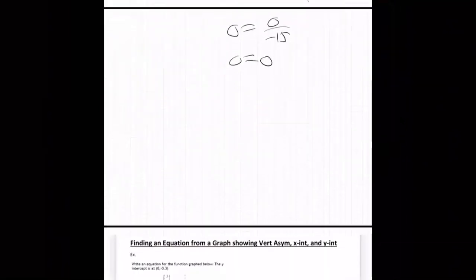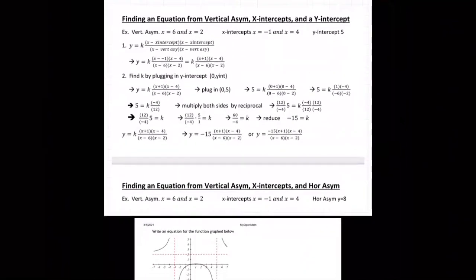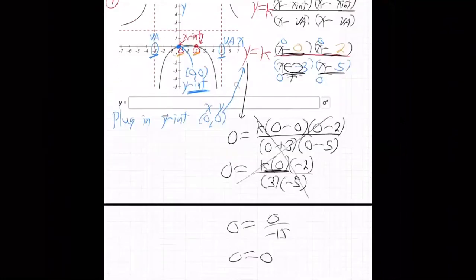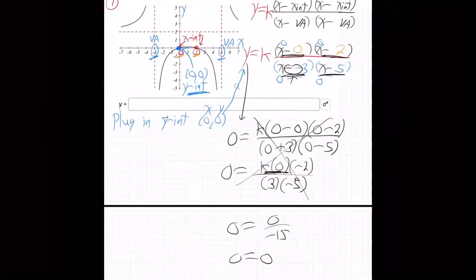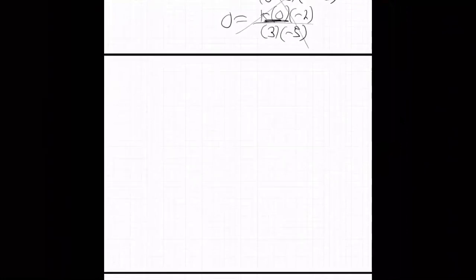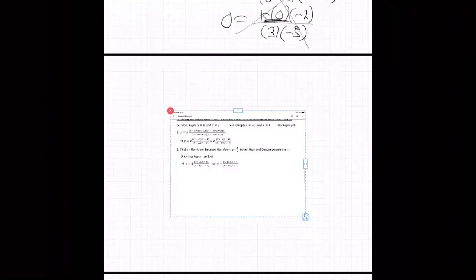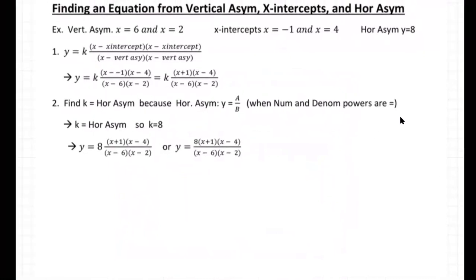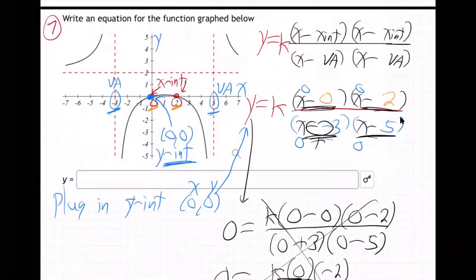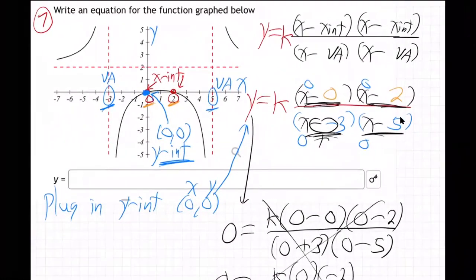Instead, let me go back and look at the notes about horizontal asymptotes. Instead of doing that, that's not a good plan. Let's do the horizontal asymptote plan. That's easier. Remember what we learned about that? Yeah, there it is. Find k: it's equal to the horizontal asymptote. K is just equal to the horizontal asymptote. Do we know the horizontal asymptote? Oh yeah, there it is.